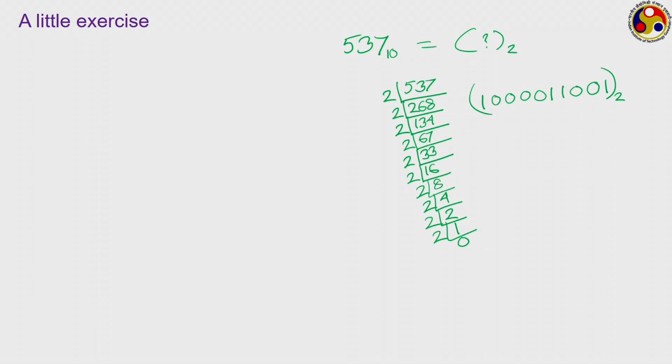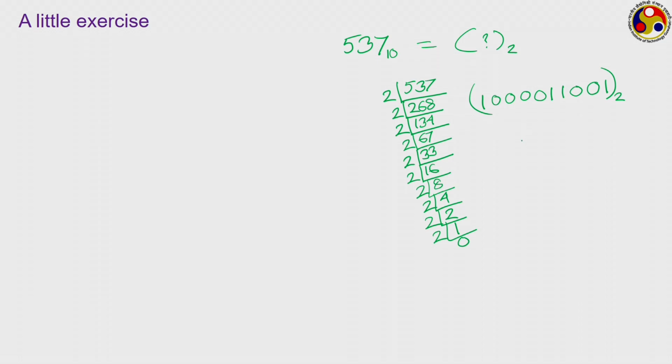How many digits should we have? How many divisions have we done? 1, 2, 3, 4, 5, 6, 7, 8, 9, 10, 11, and corresponding to each of them we are getting 1 remainder. So, this way we can convert any decimal number to the corresponding binary representation. But binary always gives us, like in this particular case, a very long stream of numbers, and therefore, sometimes we prefer going for octal or hexadecimal bases.